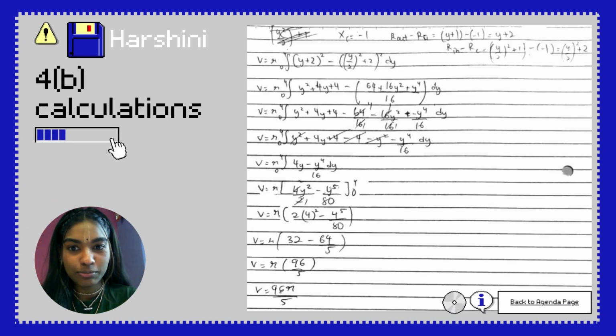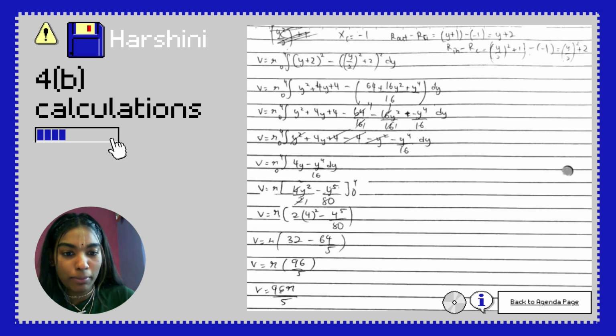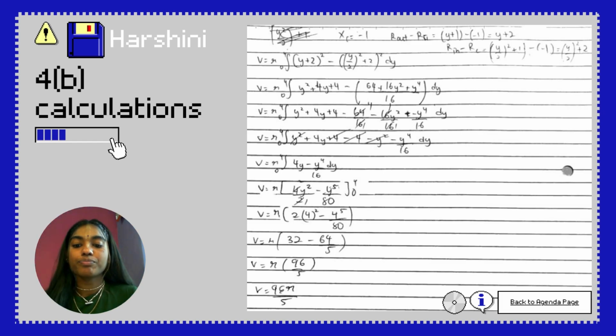Hello, I'm Harshini Kalimuthu. So I'll be doing the calculation part for 4B using the disc method. For the disc method, we have to find our R out, R center, and R in. With this, we can find our volume. R out minus R center, we will get y plus 2. R in minus R center, we will get (y over 2) squared plus 2. So with these two equations, we can now integrate and find our volume.